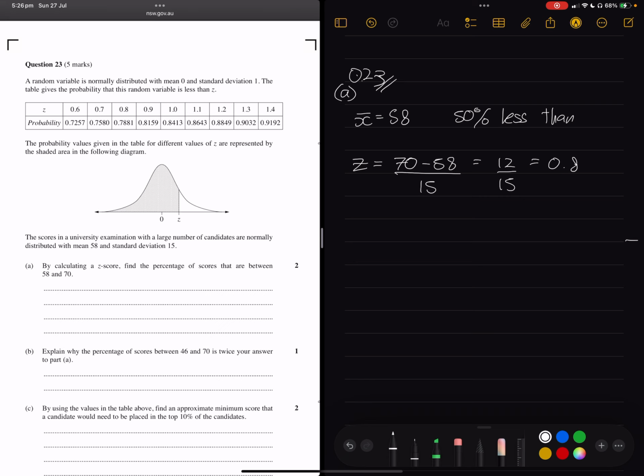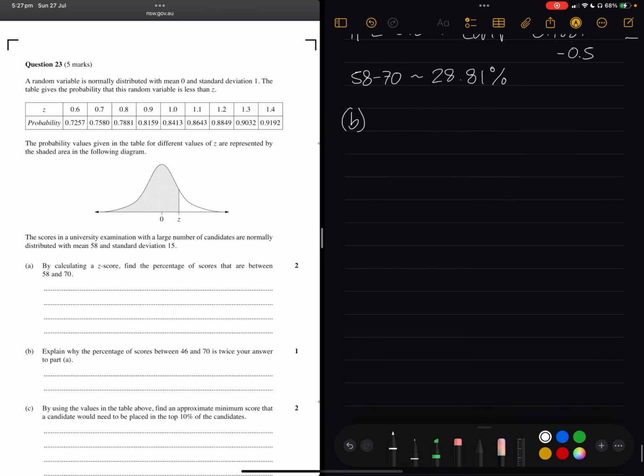According to the probability table, if z is equal to 0.8, this implies that the cumulative probability is equal to 0.7881. So between 58 and 70 will be 0.7881 minus 0.5. So between 58 and 70, we should find that there are 28.81% of examination candidates. So this is part A.